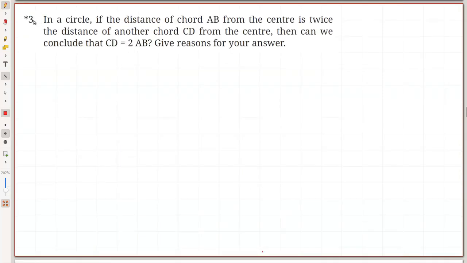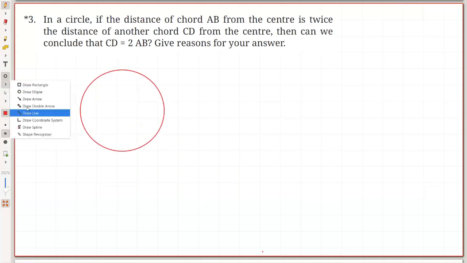Question number 3. In a circle, if the distance of the chord AB from the center is twice the distance of another chord CD from the center, then can we conclude that CD is equal to 2 times AB? Give reason for your answer. First of all, you have to construct a diagram. I'm just taking a circle, and we have to take two chords.